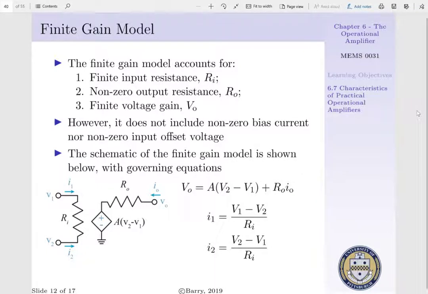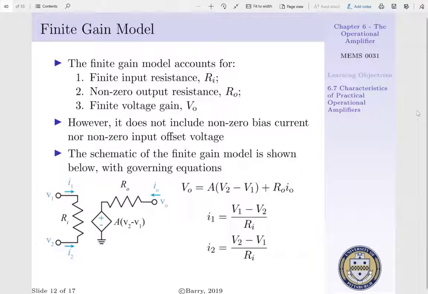The finite gain model is illustrated in the schematic to the bottom left, where we have two input voltages, V1 and V2. These input voltages establish the potential across our input resistance R sub I. We have a voltage-controlled voltage source where we have a gain A that provides a voltage output that controls V sub O. Now, this model does not include our non-zero bias currents and our non-zero input offset voltage.